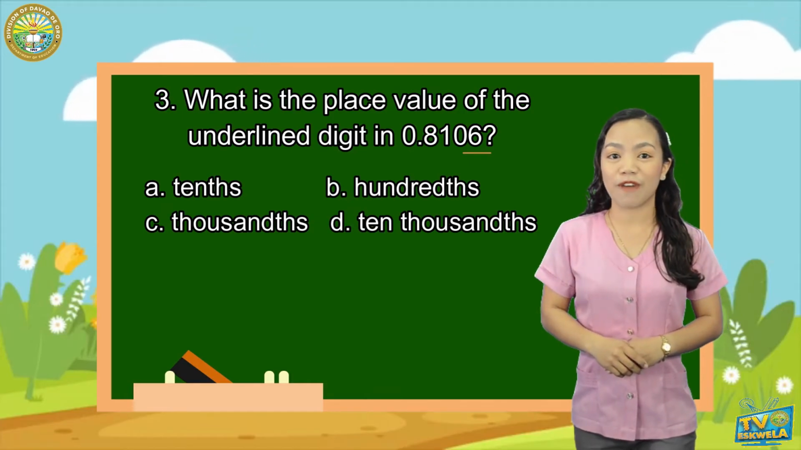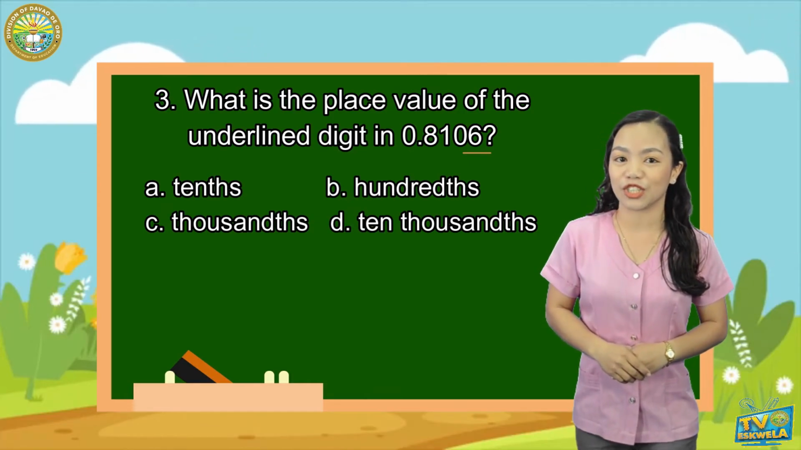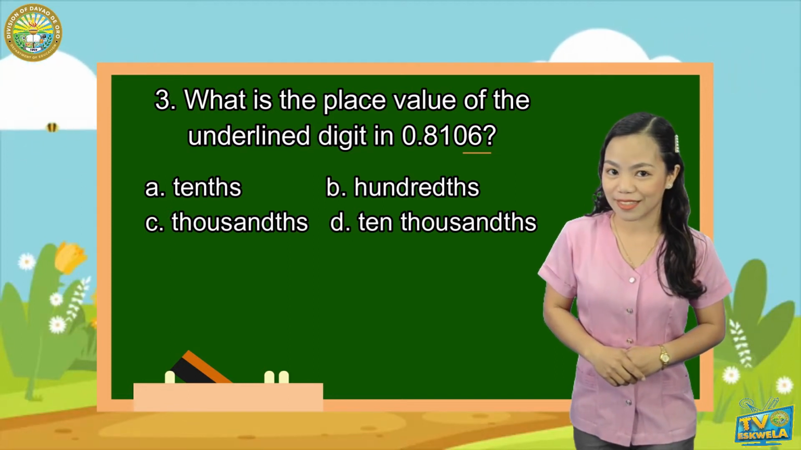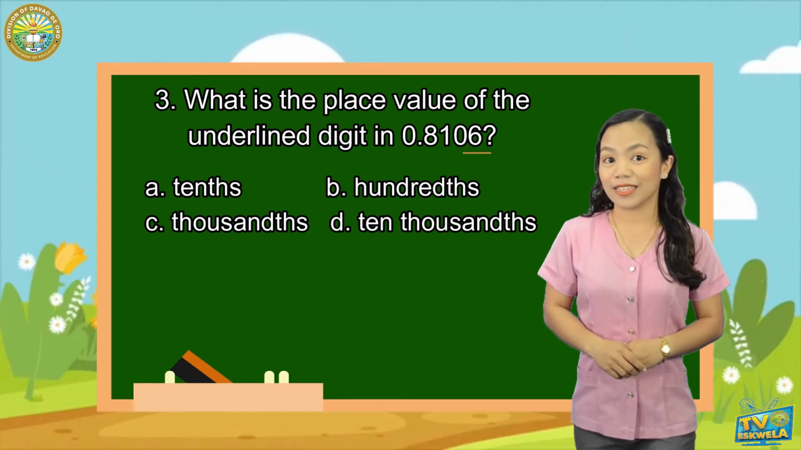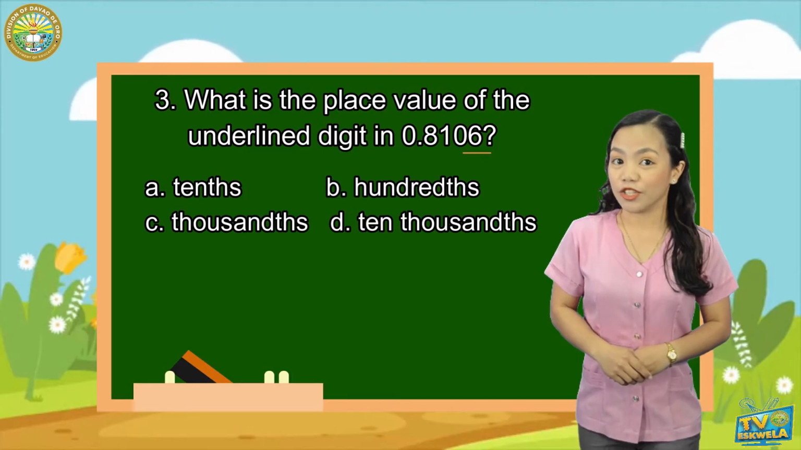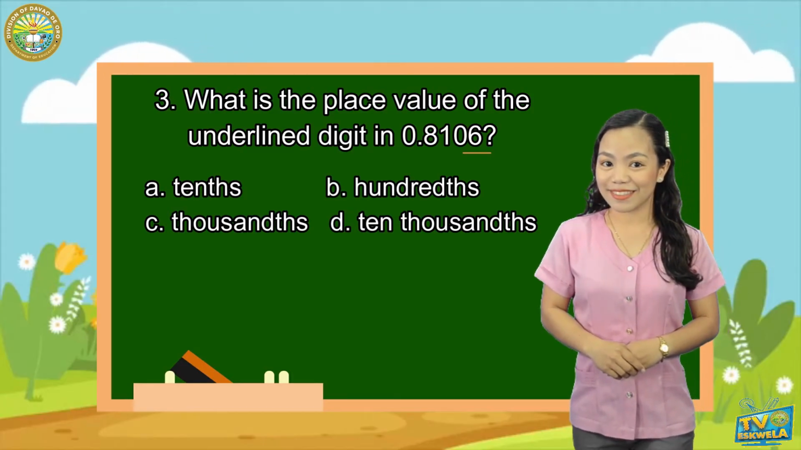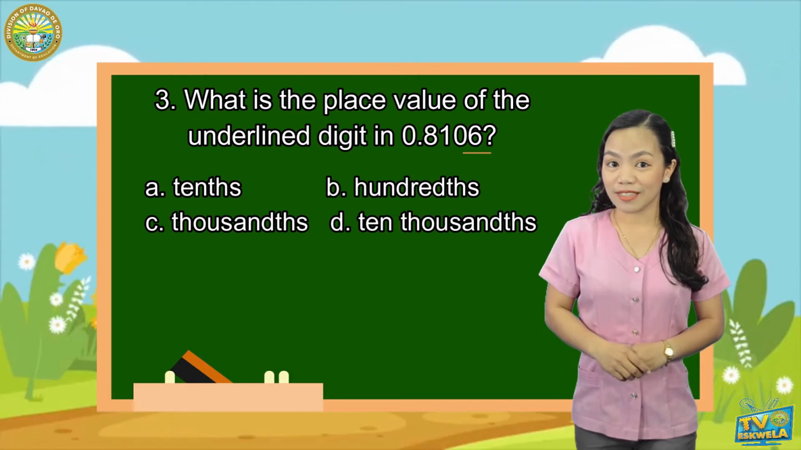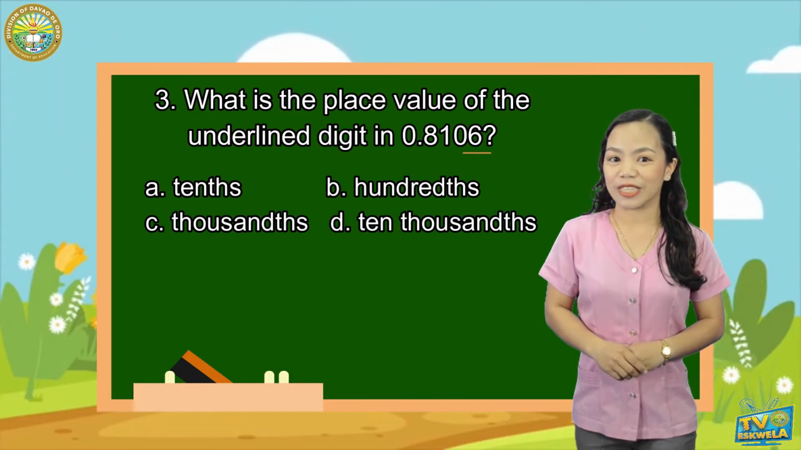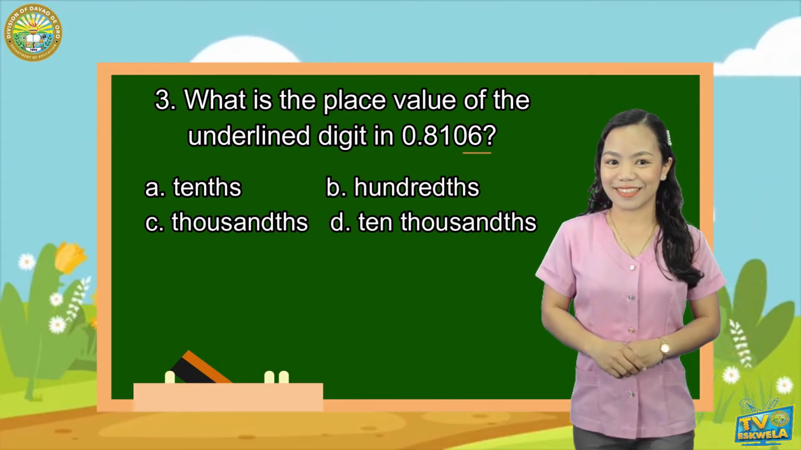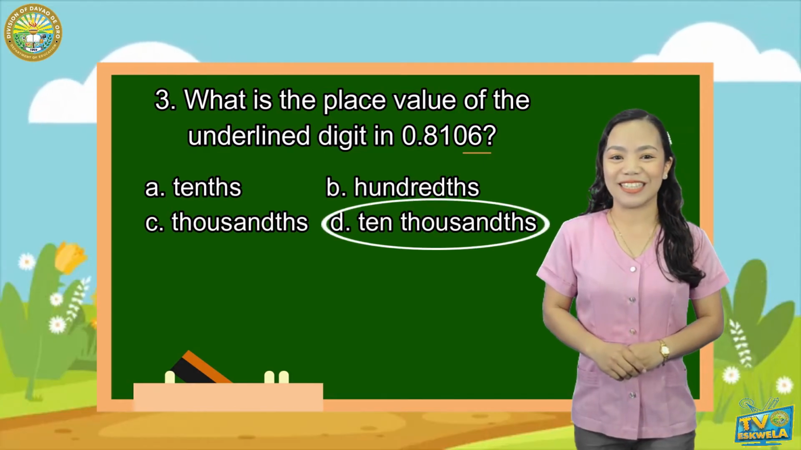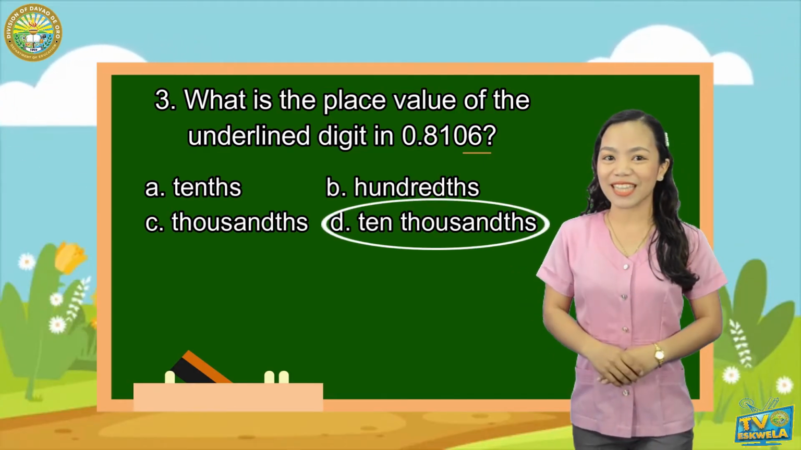Number 3. What is the place value of the underlined digit in 0.8106? A. Tenths. B. Hundredths. C. Thousandths. Or letter D. 10,000ths. The correct answer is D. 10,000ths. You are doing a fantastic job.